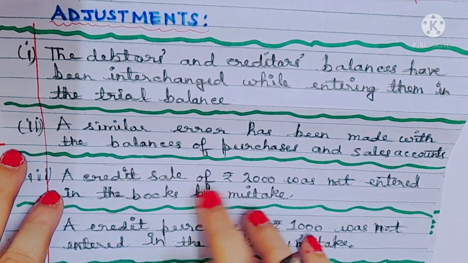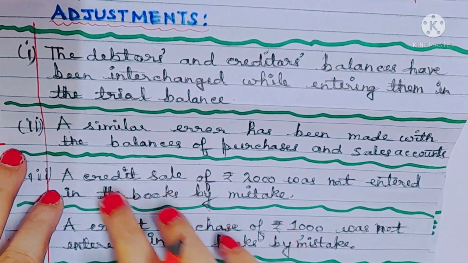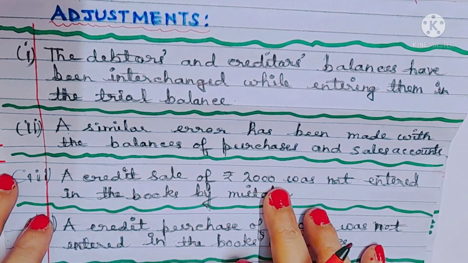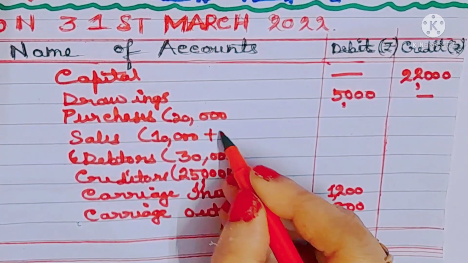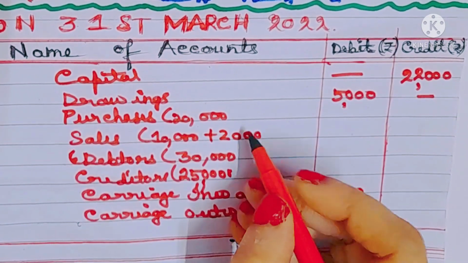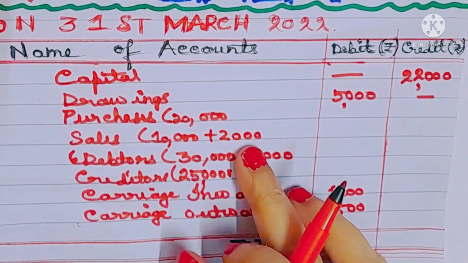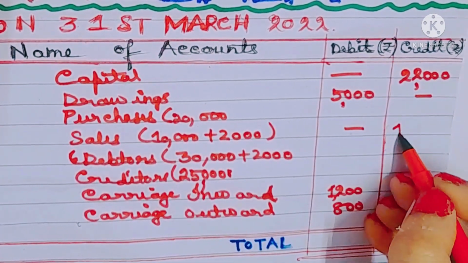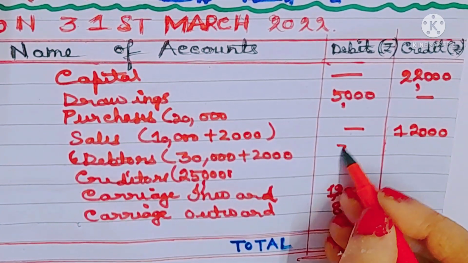Understood? So, let's write 2000 in sales as well as in debtors. You're selling goods to a customer on credit, so he becomes your debtor. Understood? Sales 2000 and debtors also 2000. So, total sales will be 12,000 and debtors will be 32,000.